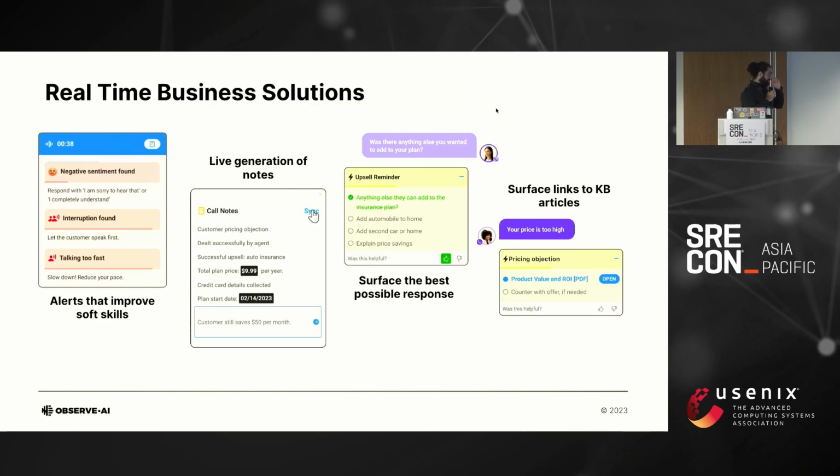Giving another example of a bunch of use cases. For example, we would like the agent to know what are the sentiments found in the call, or what are the next things that they can say so as to answer you more appropriately, or refer to any knowledge base articles that may help them answer better as well.